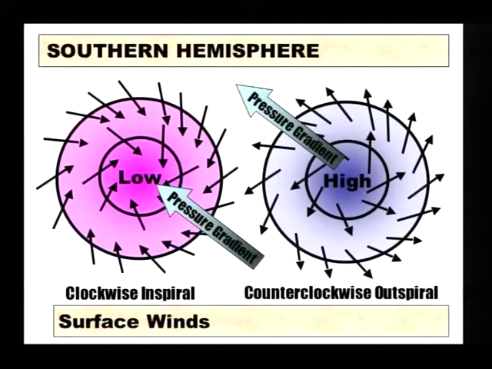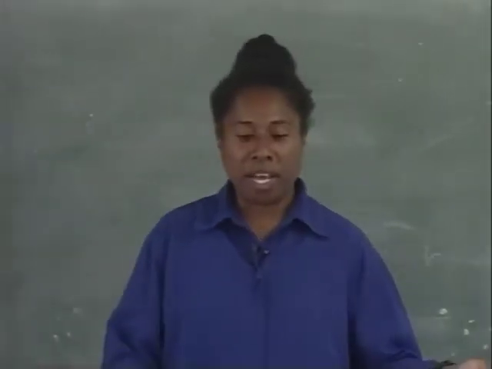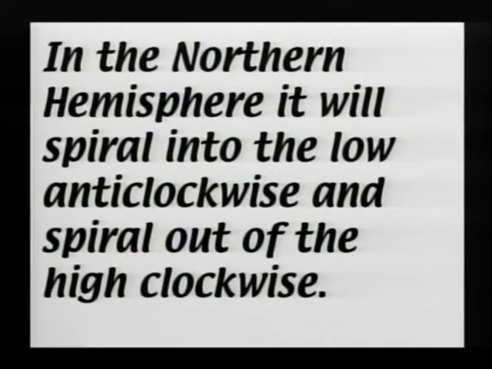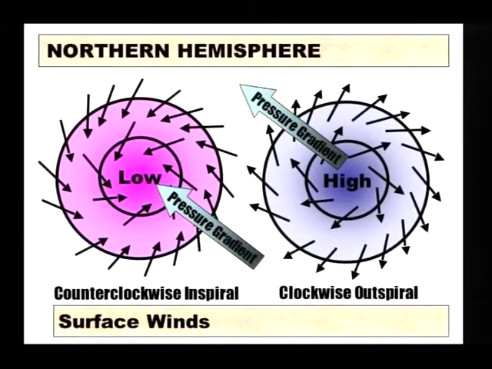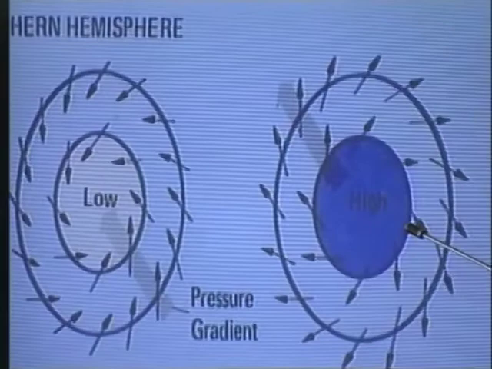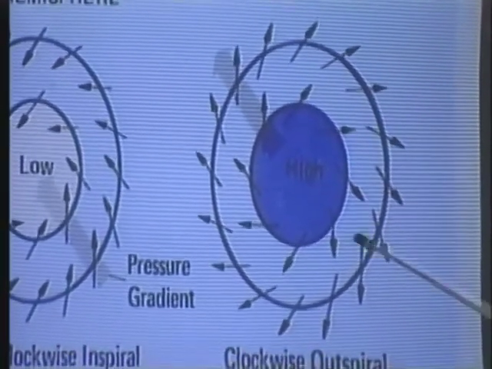Let's look at the diagram to help us understand that. In the southern hemisphere, air will spiral into the low in a clockwise direction, and out of the high in an anti-clockwise direction. In the northern hemisphere, air will spiral into the low anti-clockwise, or counterclockwise, and out of the high in a clockwise direction.